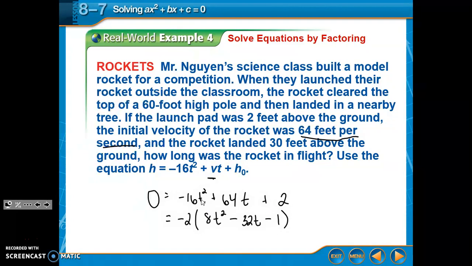Okay, so now I want to factor this part in here. I still don't have a 1 in front of t squared, so I have to use the AC method. So I'm going to do 8 times -1, and I want to multiply to -8 and add to -32. So I'm going to look and see what combinations I can get.